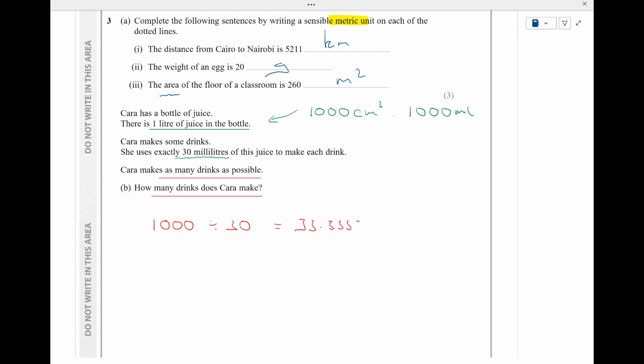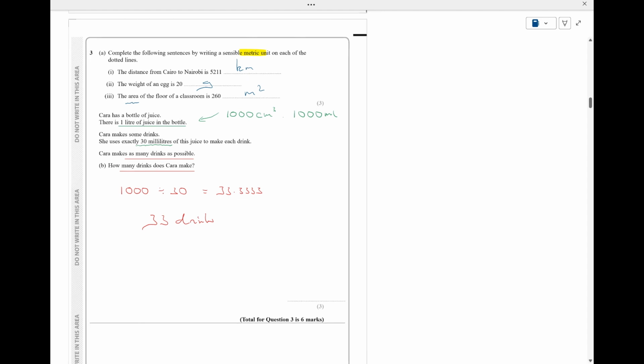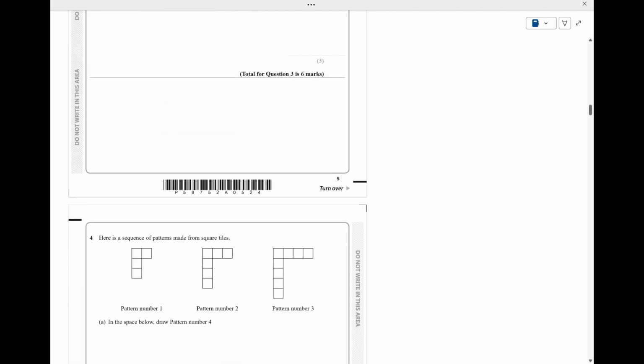and I get the answer 33.333333. So she makes 33 and a bit drinks. So she can't make a bit of a drink, can she? So she manages to make 33 drinks. And that is question 3 done. Now let's move on to question 4.